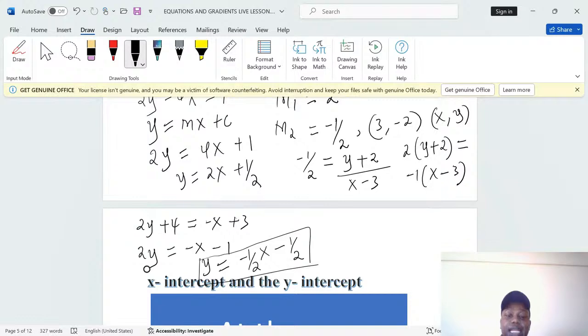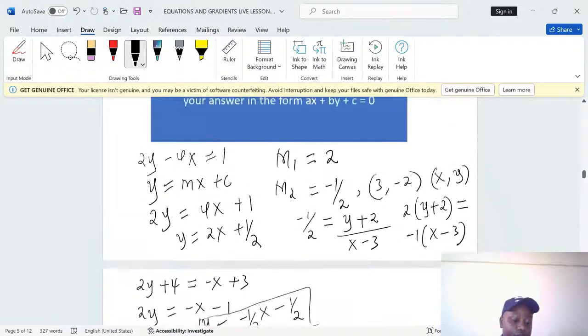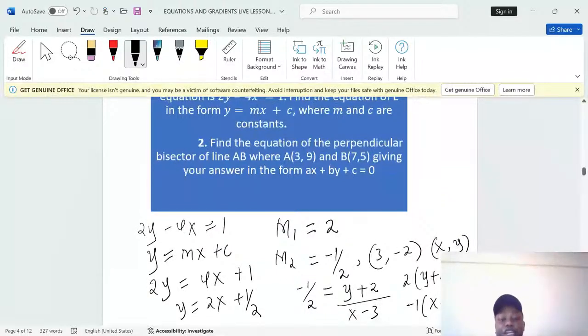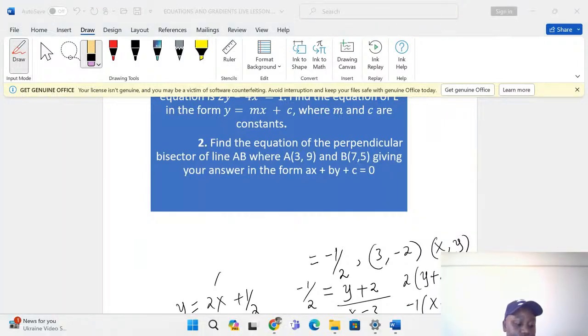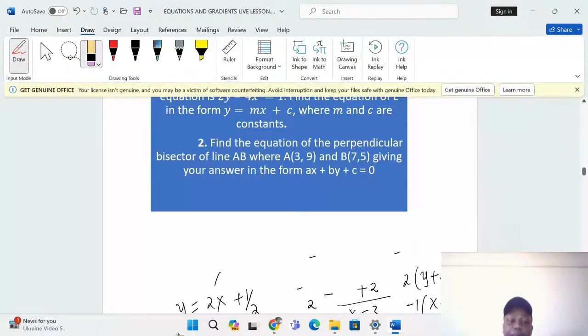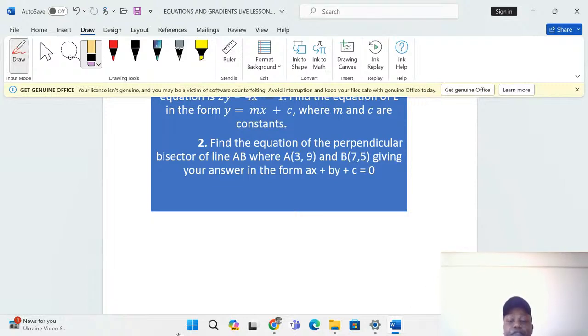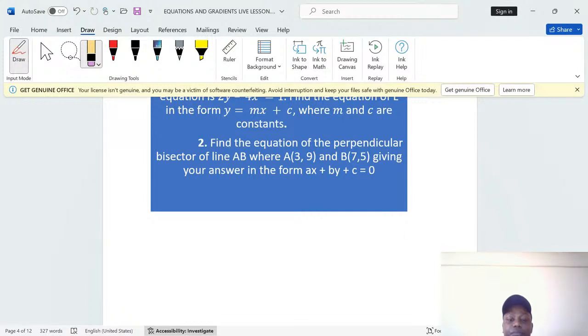Allow me to answer another question. Number 2, still on perpendicular lines, but a bit technical and different from what we've just handled. The question is talking about another line now. Find the equation of the perpendicular bisector of line AB, where A is (3, 9) and B is (7, 5), giving my answer in the form ax + by + c = 0. So let me now show you how to handle this question.